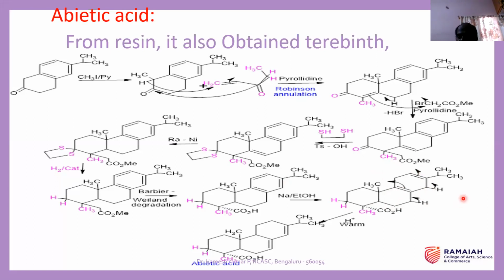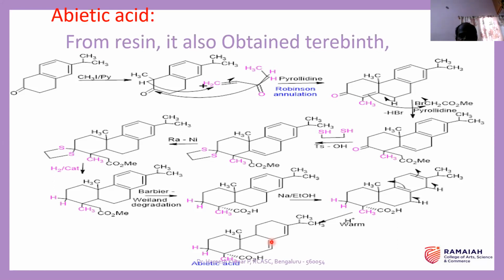Once a 1,4-dihydro derivative is obtained, there will be a 1,3 proton shift. That means this bond pair is coming over here and this will pick up a proton. Similarly, this bond pair will come over here and this will pick up a proton. So what will happen now? There will be a new double bond formation like this. So this is abietic acid. So this is how abietic acid is obtained.